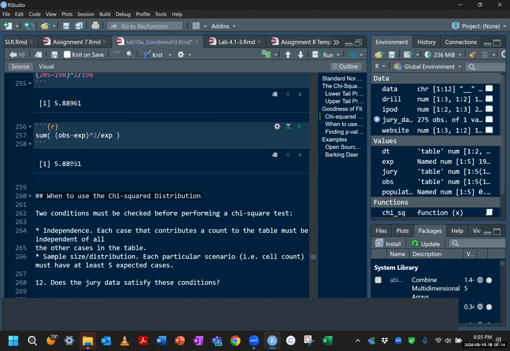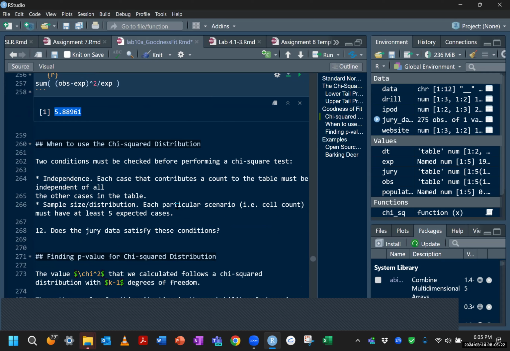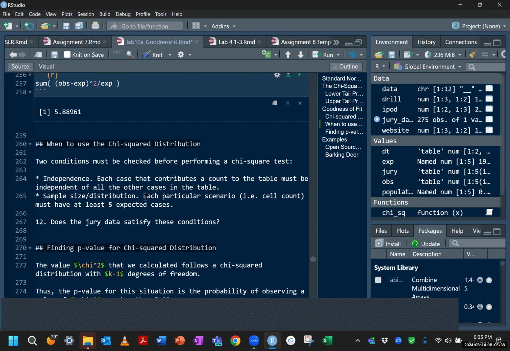So this is called a chi-squared statistic. This value here is what we're going to throw onto our chi-squared distribution to see what it tells us. But we have this caveat that there are some conditions for using our chi-squared distribution. First is independence. All the data must be selected independently of each other. I would hope so for a jury, but it may not be the case. And then we have the sample size. There must be at least 5 expected counts. So let's check.